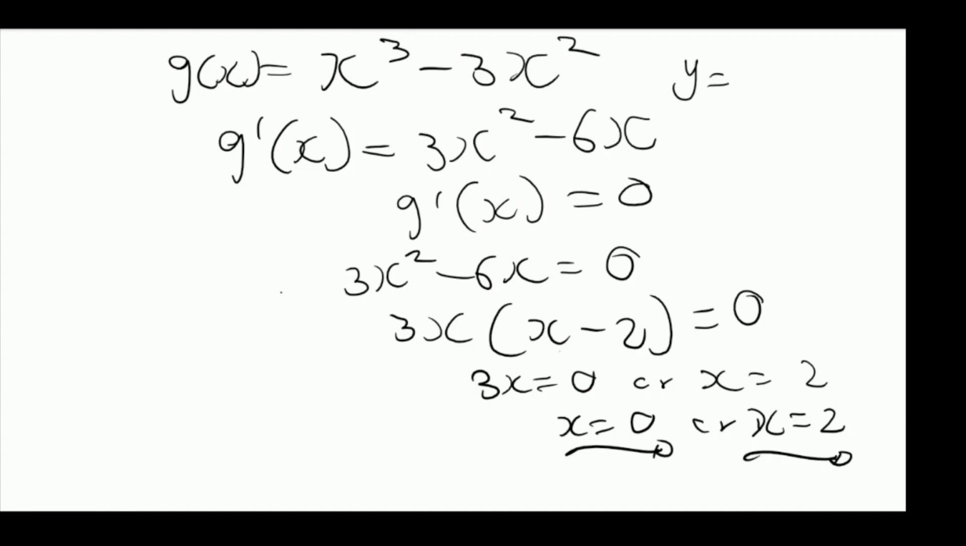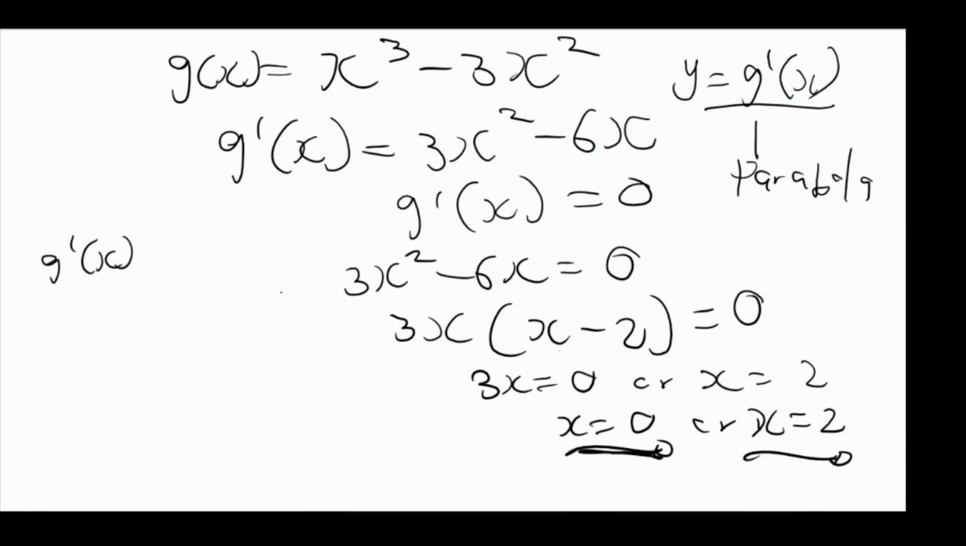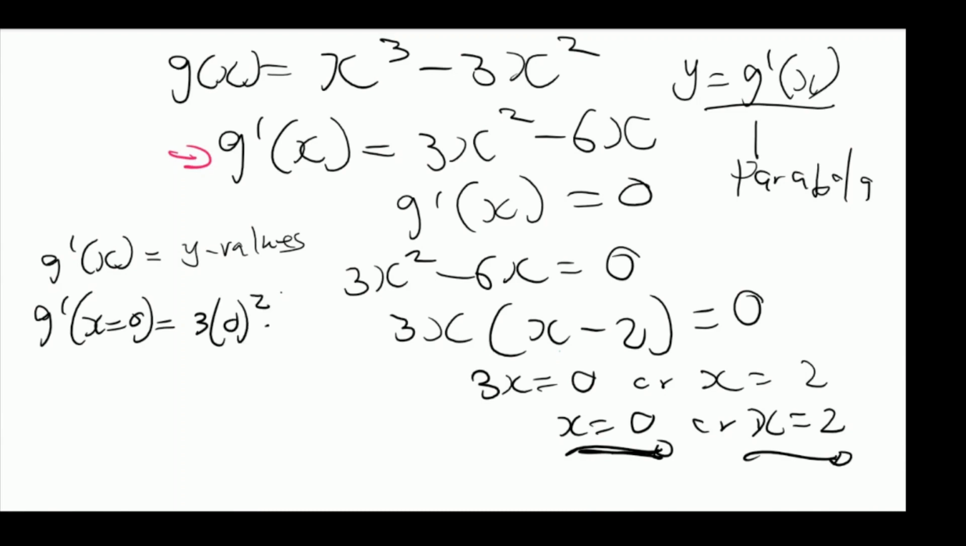For the graph of y equal to g prime of x, which is a parabola, what we're going to do is substitute these values, x equals 0 and x equals 2, into g prime of x to find the y values, right? So when x is equal to 0, what is our y value? We're going to substitute into this equation here. So it's going to be 3 into 0 squared minus 6 into 0. So basically our y is 0.